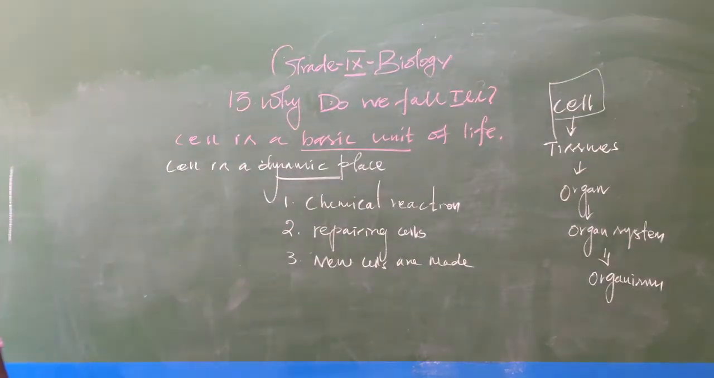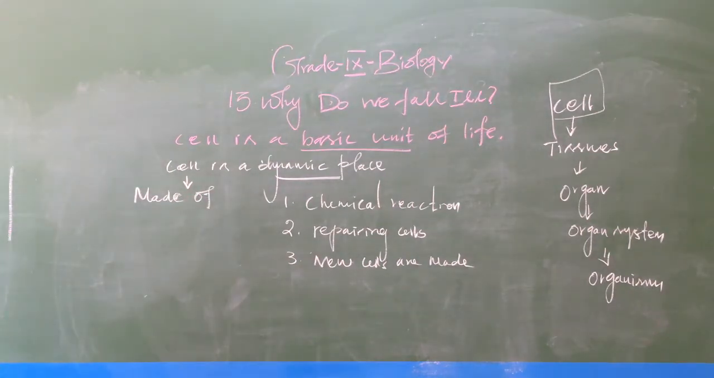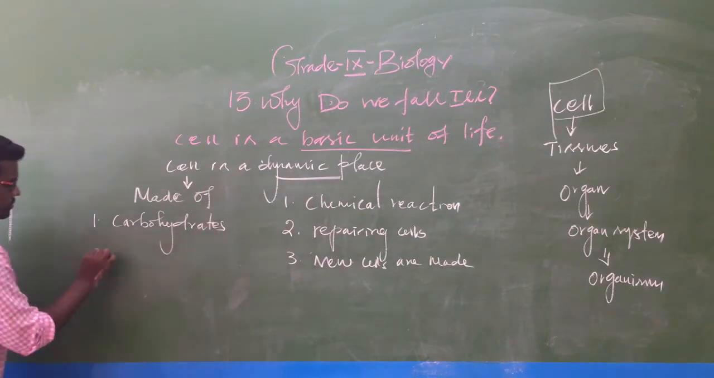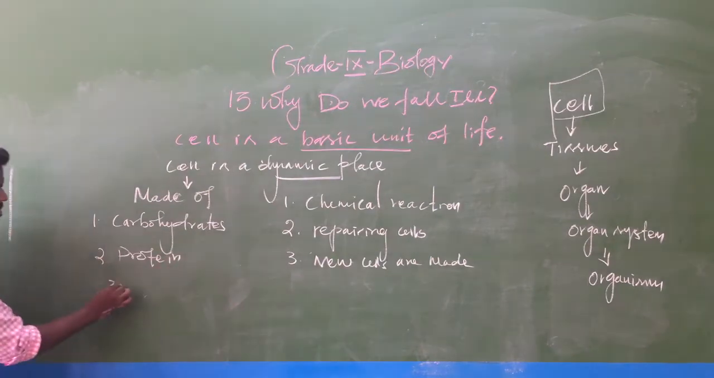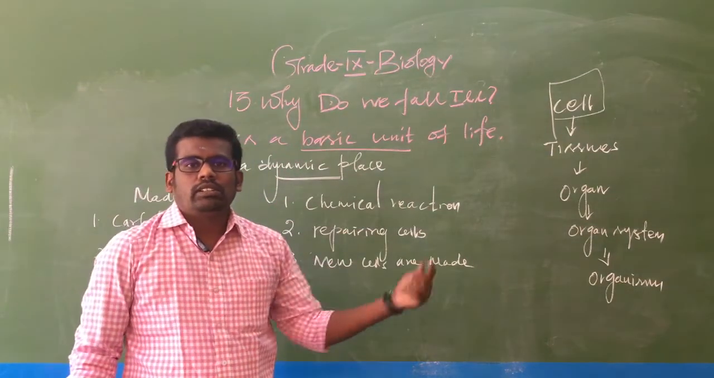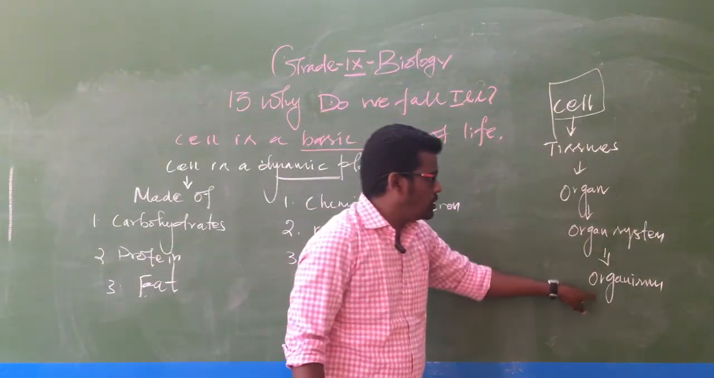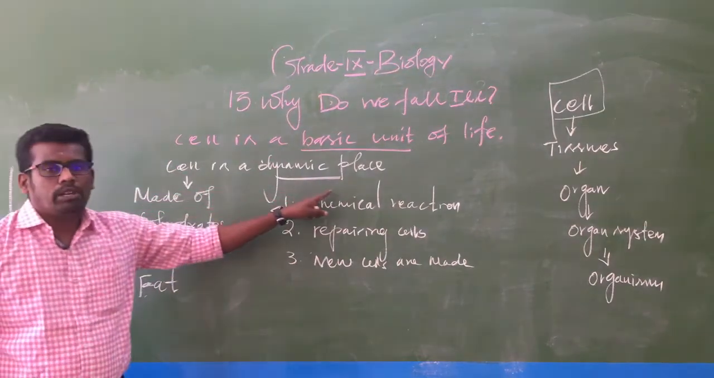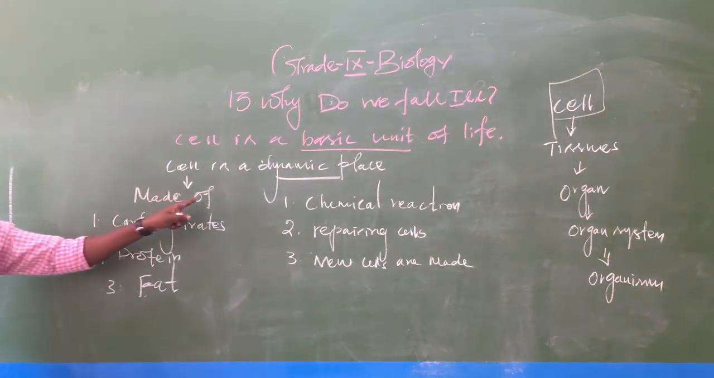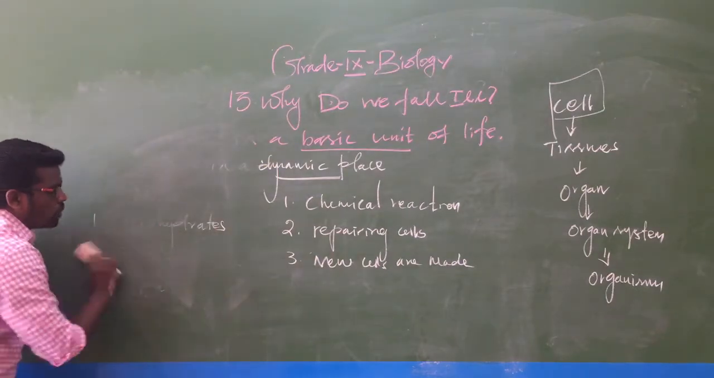The cell is made up of a variety of chemical substances. The first is carbohydrates, then protein, and the third is fat. These are the chemical substances present inside the cell. So we have discussed that the cell is the basic unit of life, and why. The cell is a dynamic place because these things occur inside it. And the cell is made up of carbohydrate, fat, and protein. So these are just an introduction.